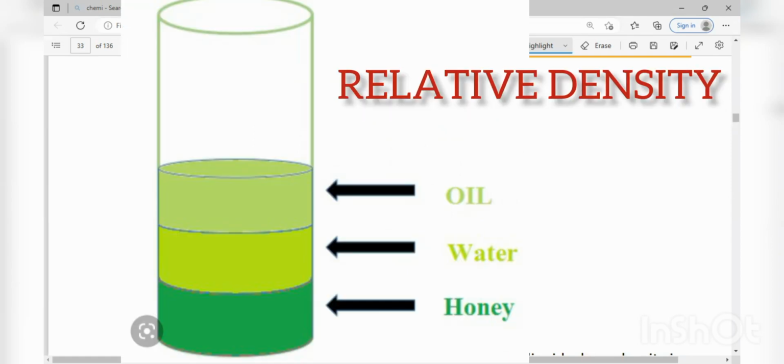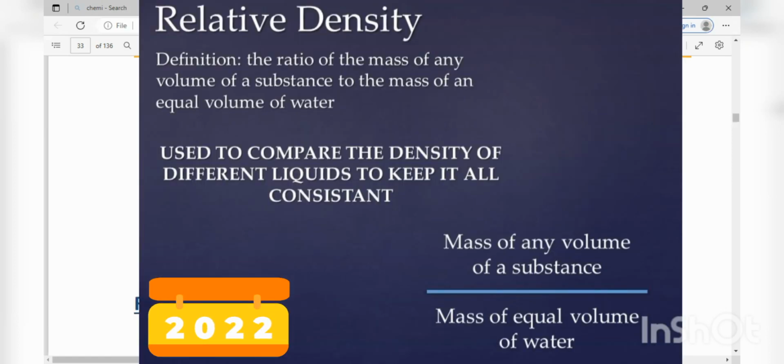Now, let us look at what relative density is. What is relative density? You need to understand here is, as long as the mass of equal volume of water and the liquid whose density is to be determined are known, then the density of the liquid can be determined as follows. You can say the relative density is equal to the mass of the liquid over the mass of the equal volume of water. So this is exactly what you can do when you want to find the relative density.